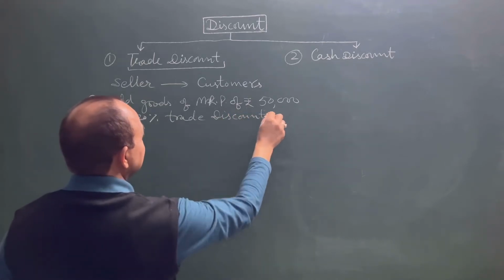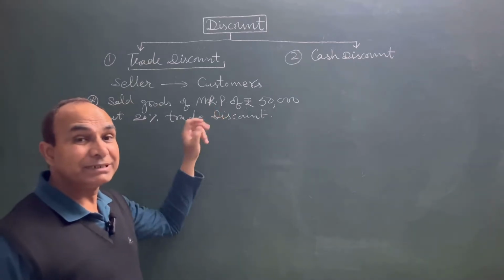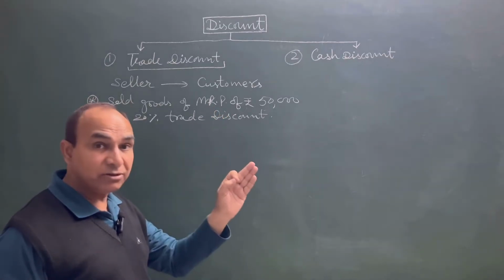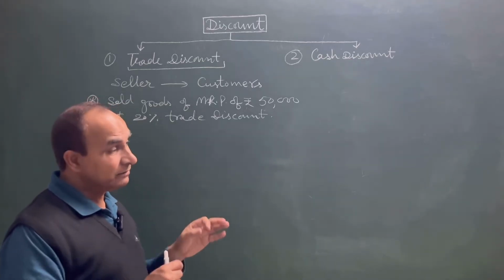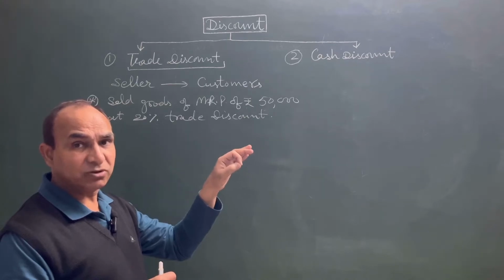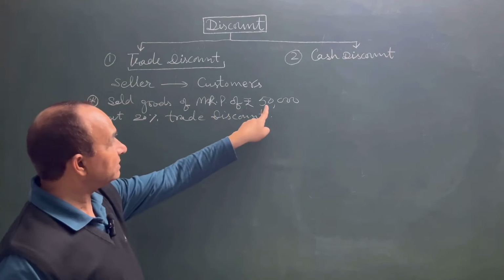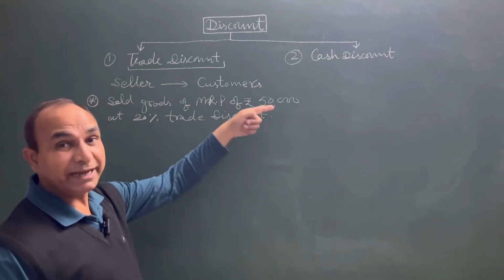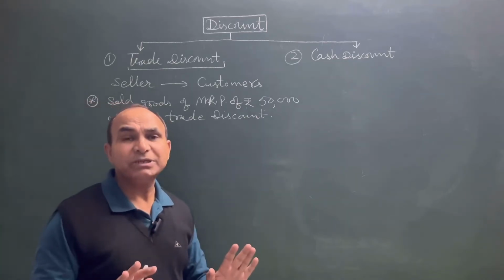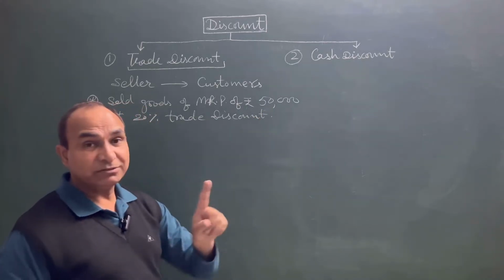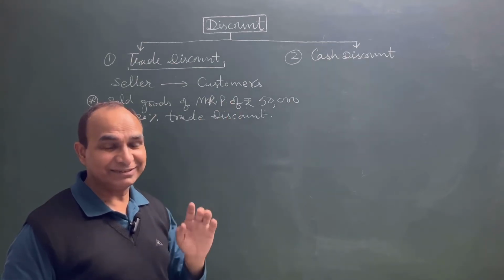Now the question arises, we sold goods of MRP. MRP is maximum retail price. This is the catalog price, the list price. It means the price which is listed on the product is called the list price, catalog price, or the MRP. We sold goods of the MRP of 50,000 at 20% trade discount. It simply shows that 50,000 is not our sale. That is the MRP of the goods sold.